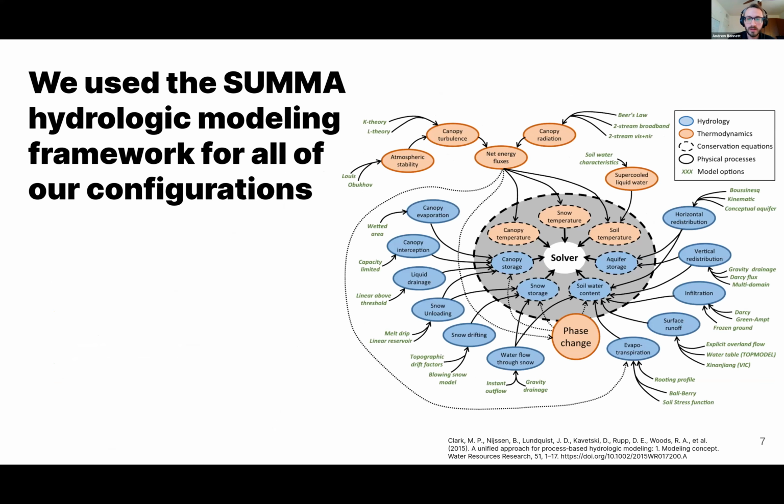So the hydrologic modeling framework we use is called SUMMA. It's not particularly important that all of the details are explained, but the main thing here is that it's a multi-physics modeling framework. So that's what let us take out the turbulent heat flux representation of the traditional process-based understanding and put in some neural networks. And so that's what we're going to do.